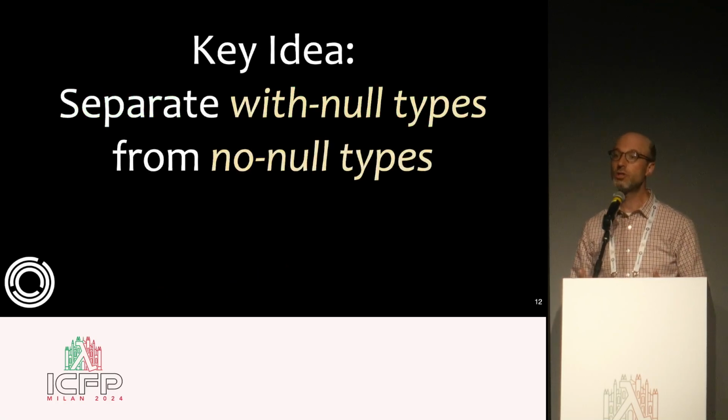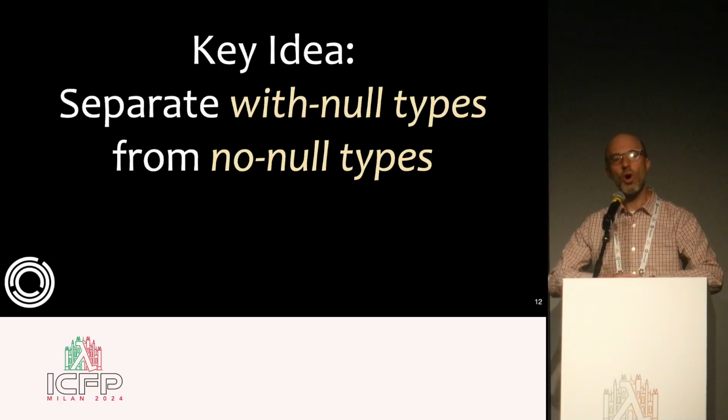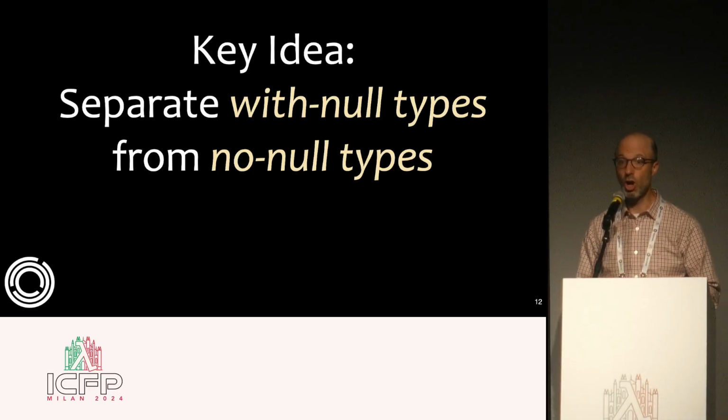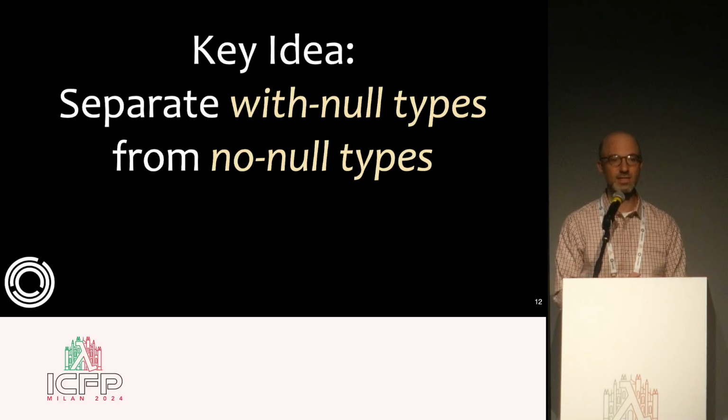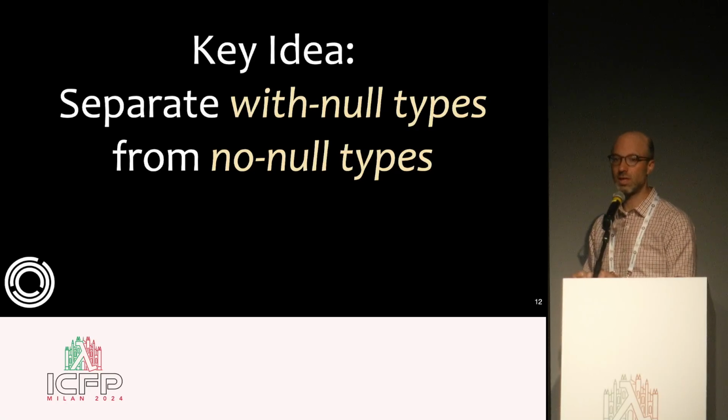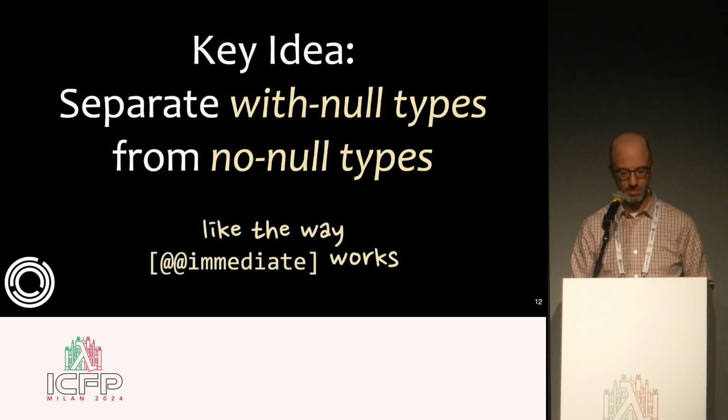The way that I'm going to do that is by separating out with-null types from no-null types. The idea here is that we're going to take all of the types that exist in the world, and all of them today are no-null types, because all of the types that exist today don't have a null in them. But this new or null type is going to be a with-null type.